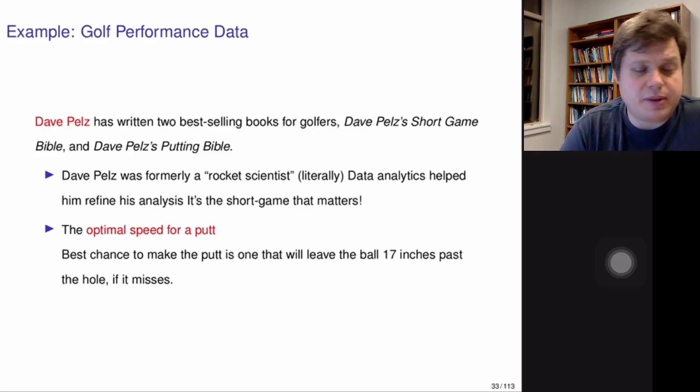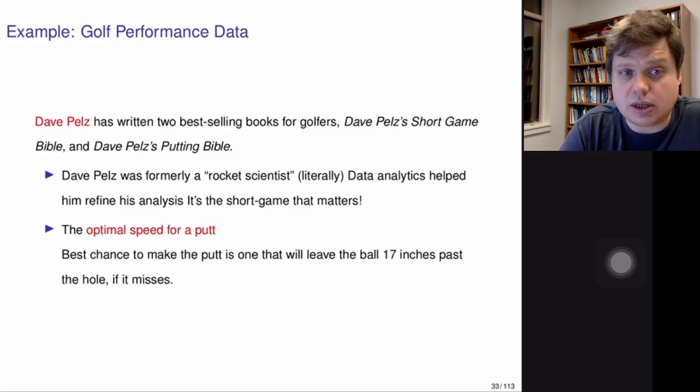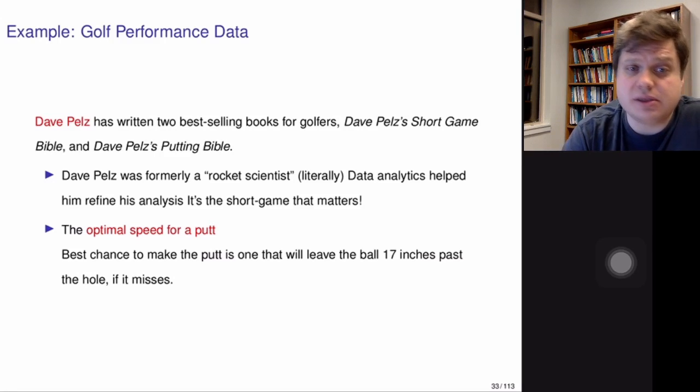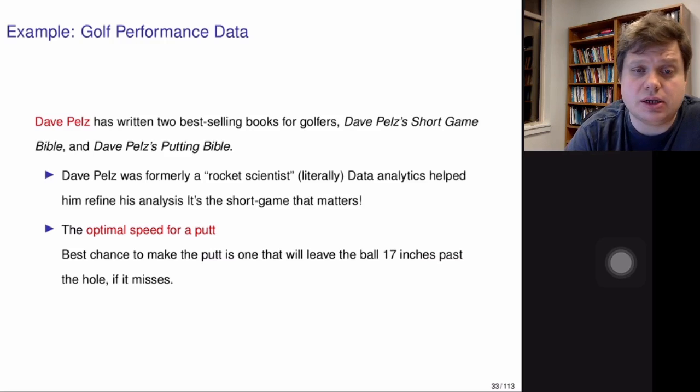One more example of multiple linear regression, an example that comes from the world of sports analytics. We're going to refer to Dave Pelz here. He is the author of two best-selling books on this topic. Specifically, he wrote about analysis of golf data. The two books are Short Game Bible and Putting Bible.